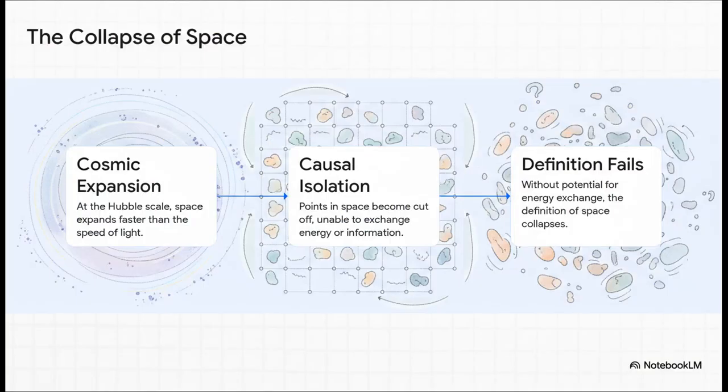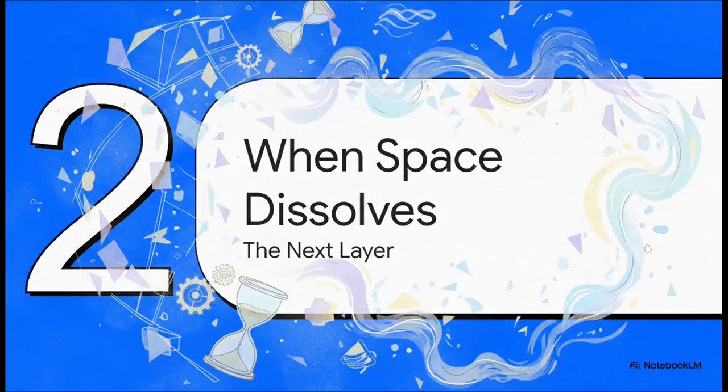So how does space itself just fall apart? Well, it's kind of like a chain reaction. First, as we said, at this massive scale, space is expanding faster than light. This leads to step 2, causal isolation. Just imagine space as a grid of points. At this scale, each point becomes its own little island, completely cut off. It can't send a signal to its neighbor, it can't receive one, they can't influence each other at all. And that leads to the final, critical step. The definition of space itself fails. I mean, if we define space as the potential for things to interact and connect, and that potential is suddenly gone, well, the very concept of space just collapses. It becomes meaningless.